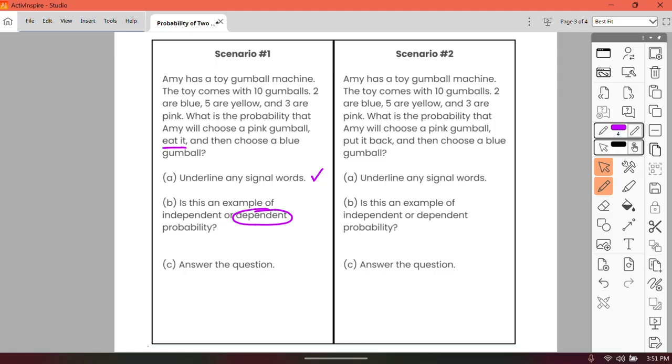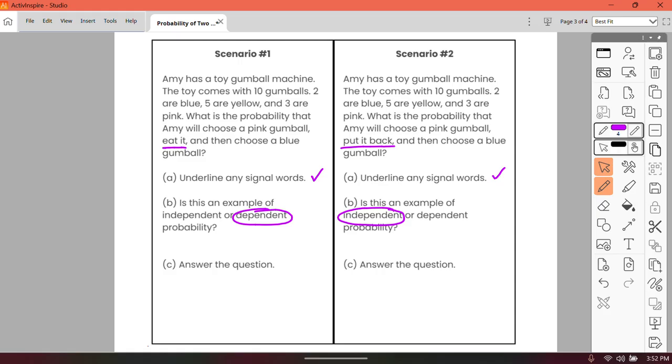Now, before we solve, let's compare this to the one on the right. Amy still has the same gumball machine with the same number of gumballs, but the question says, what is the probability that Amy will choose a pink gumball, put it back, and then choose a blue gumball? Maybe she doesn't like the pink flavor. Okay, so I underlined my signal words, and this one is independent because this time she put it back. So instead of the number of gumballs changing, they stayed the same.